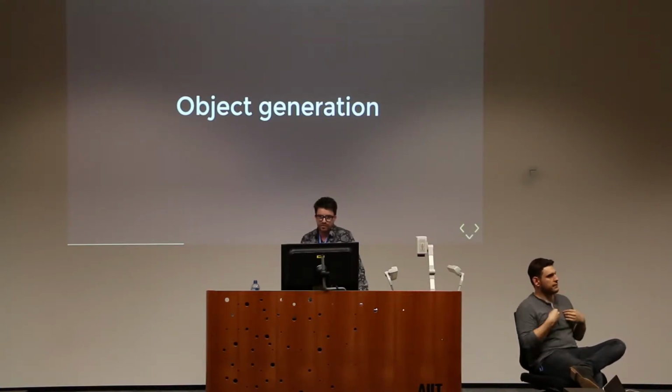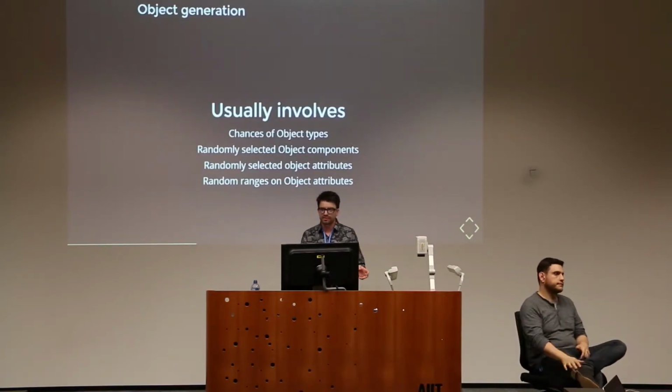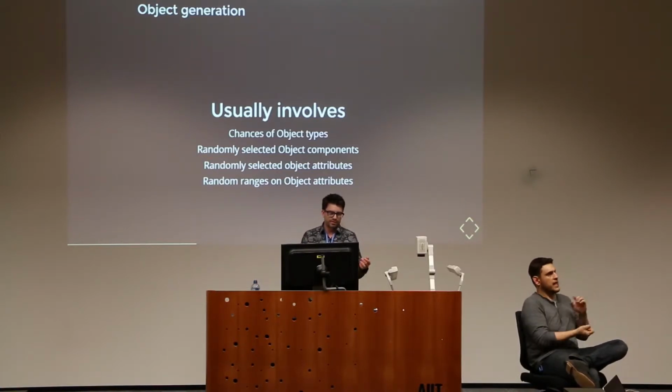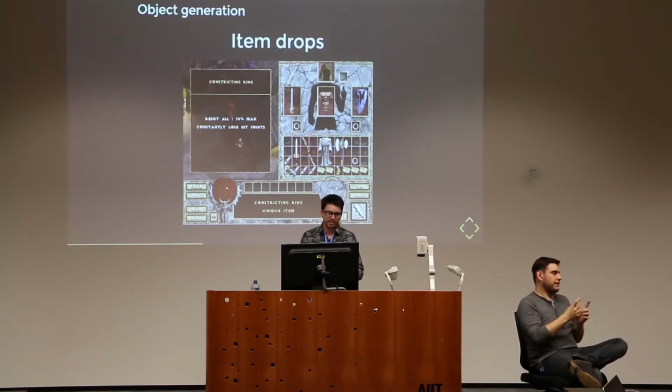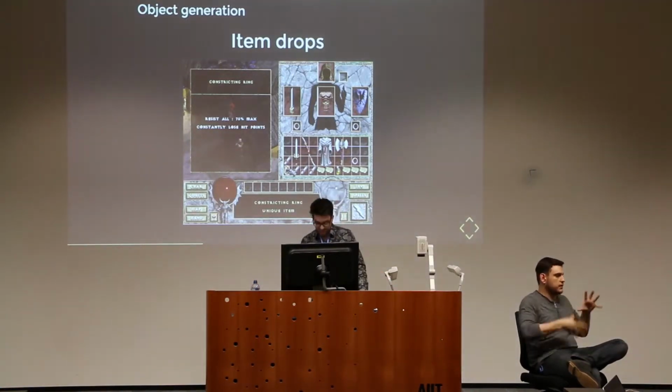So you've got object generation, commonly seen in things like roguelikes and dungeon crawlers. Usually it involves things like chances of object types, randomly selected object components, and then you select random attributes on those components, and then you can put random number ranges on those attributes. So you end up creating things like item drops, for example. They have this ridiculously wonderful item, resist all 75% max, constantly lose hit points. I love how in the original Diablo 1 they have ridiculously wide constraints on the generation because it makes for some really fun stuff.